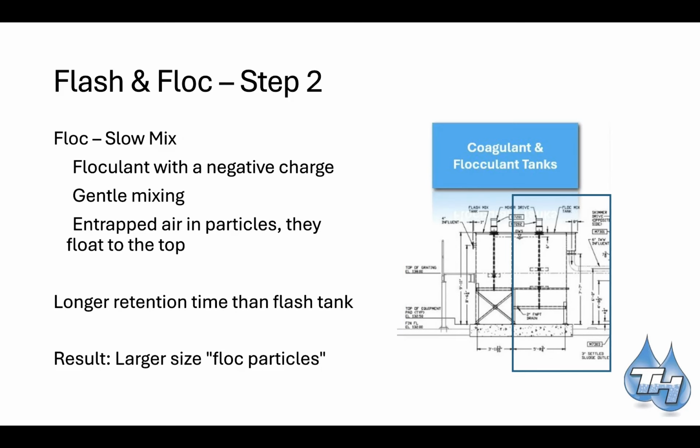After this particulate is dropped out of the water, i.e. at the bottom, floating separately from the water, if you will, the next step is the flocculant, or the slow mixing. This is where you have a flocculant with a negative charge gently mixing these particles together, and you're trying to get bigger particles with entrapped air in them, and they float to the top. Since this is a slower process, you're going to have a longer retention time. So if it's going to be 2 minutes in the flash tank, it's going to be 5 minutes in the flock tank, or whatever the system requires. But the result here is that we have larger particles that should be floating to the top of the water.